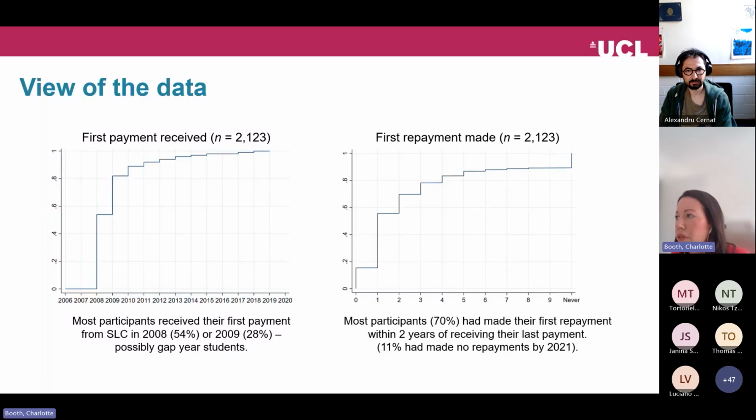And then a little look at the repayments data set. We did a quick analysis looking at when students or graduates made their first repayment after they had received their last payment, which would be a proxy for finishing university. So we find most participants had made their first repayment within 2 years of receiving their last payment. However, 11% had made no repayments by 2021. So this probably reflects people who do not earn above the threshold, because you don't have to repay your student loan until you earn above a certain threshold, which is to protect low earners.